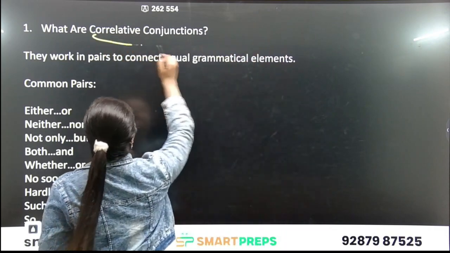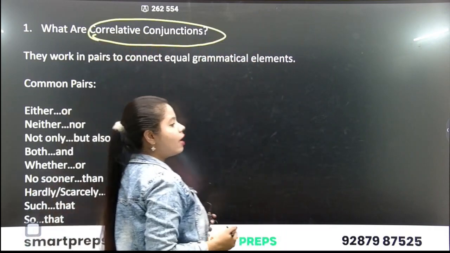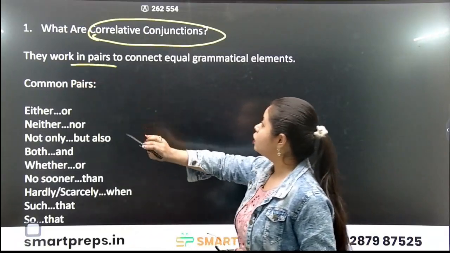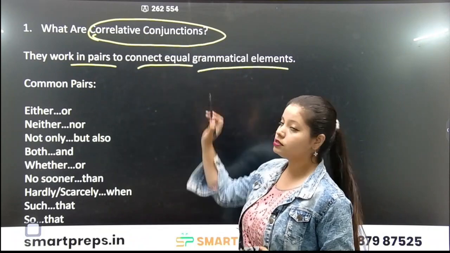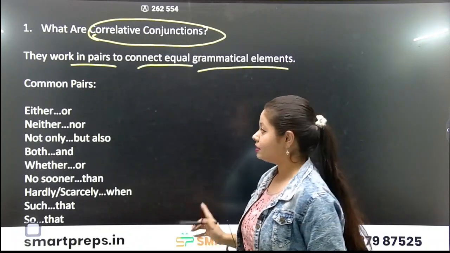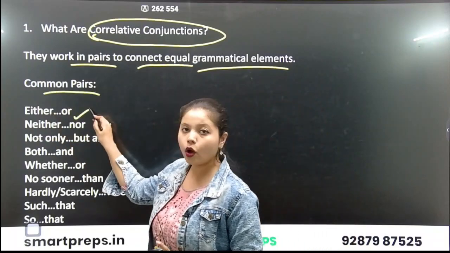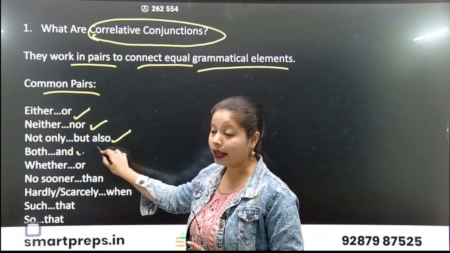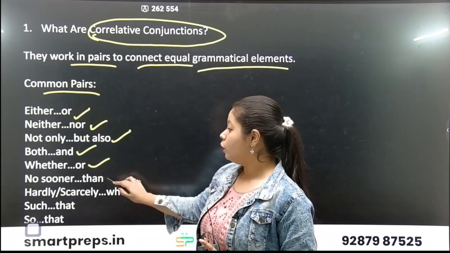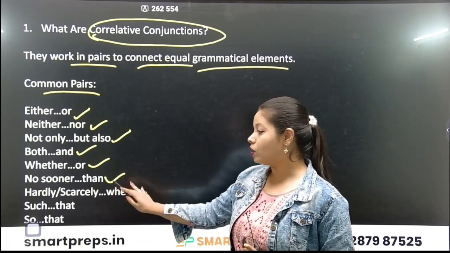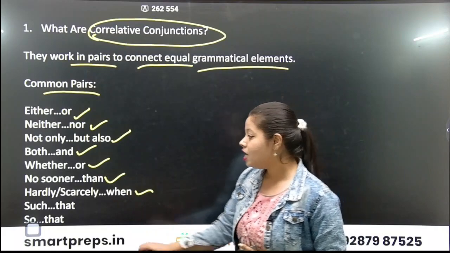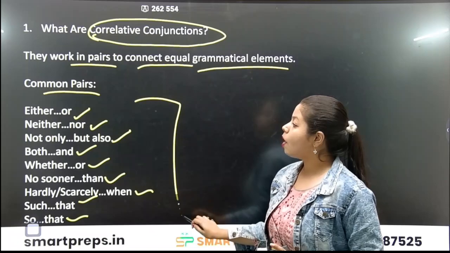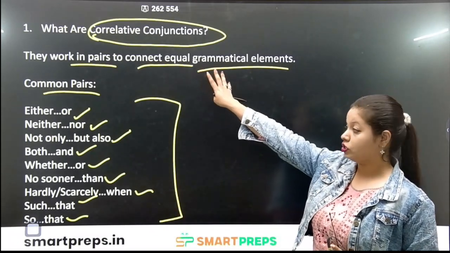Now see, what are correlative conjunctions? Before we start with the topic, we must know what correlative conjunctions are. They work in pairs to connect equal grammatical elements. They are always in pairs, and the common pairs are either or, neither nor, not only but also, both and, whether or, no sooner than, hardly or scarcely when, such that or so that. So these are the common pairs of correlative conjunctions.